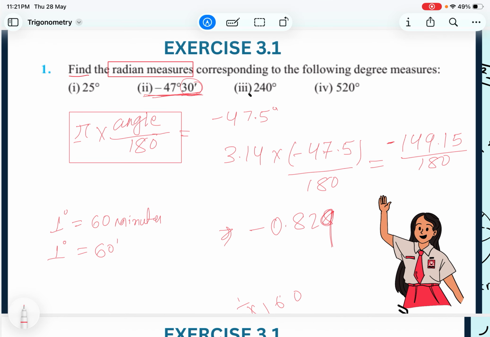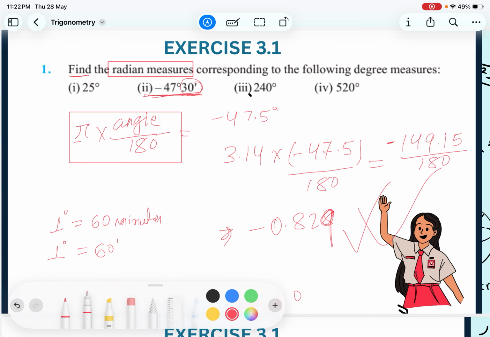Okay, now I will just ask Google whether our answer is correct or not. What will be the value of minus 47 degree 30 minutes in radian? Maybe Bluetooth is again connected. No, it's not connected. So you can search on Google also. I see the answer is correct. It's minus 0.829 radian. So this is correct.